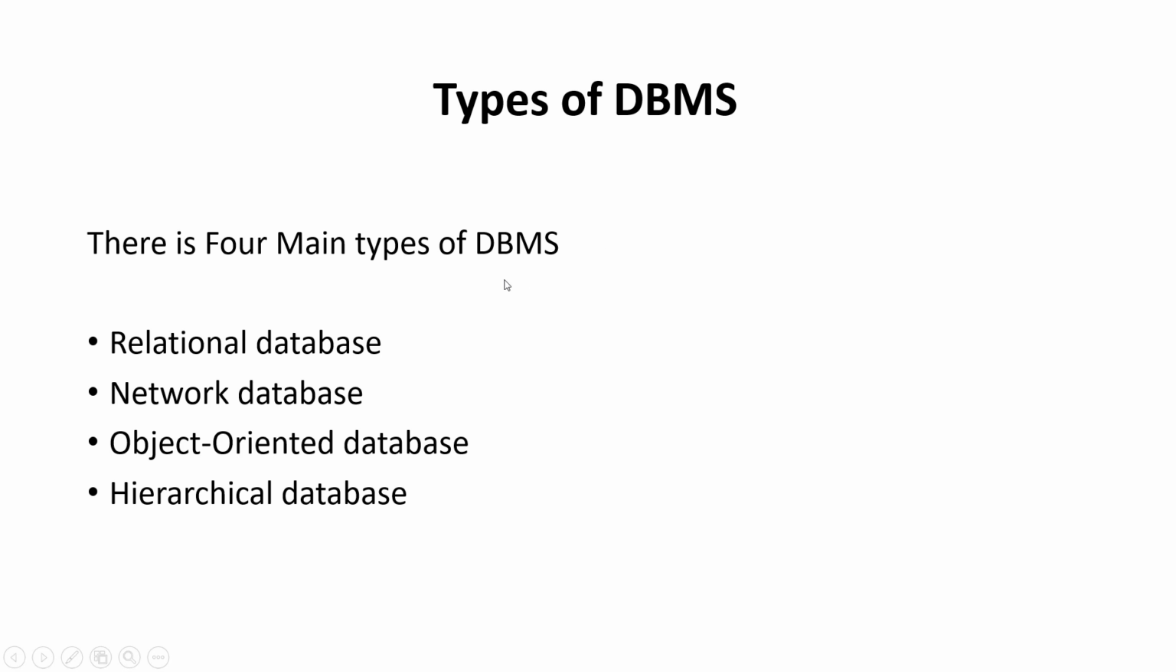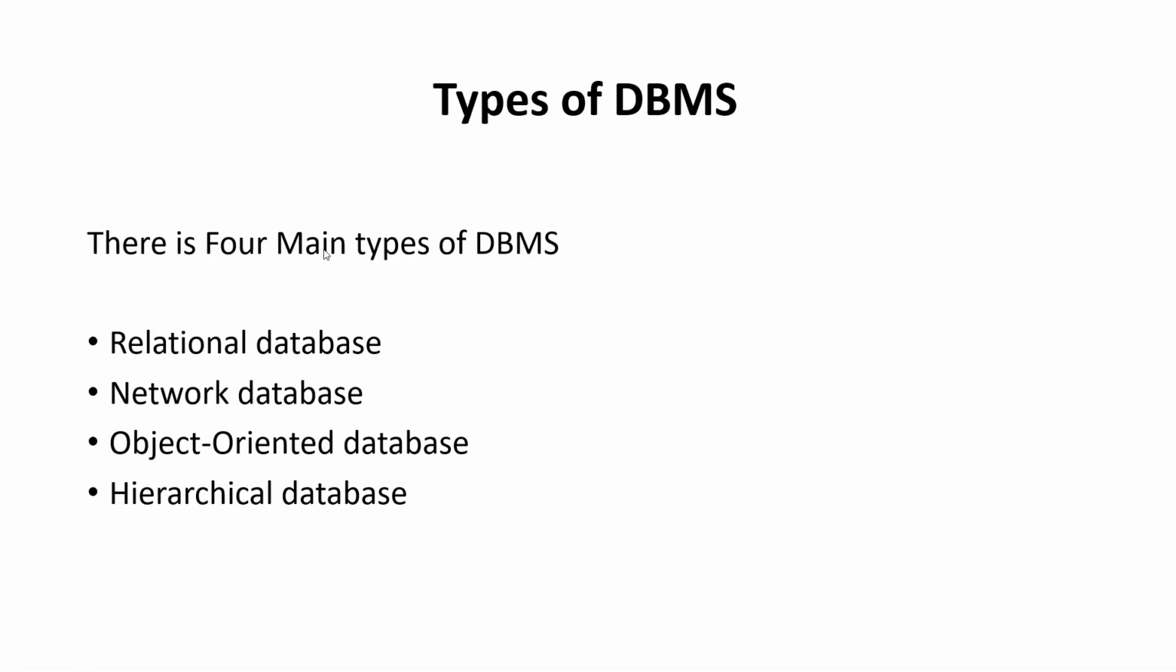So types of DBMS. There are 4 main types of DBMS: relational database, network database, object-oriented database, and hierarchical database. DBMS is just a software that manages the data. So database management system is a software which is used to manage the database. MySQL, MS SQL Server, Oracle are very popular commercial databases which are used in different applications.